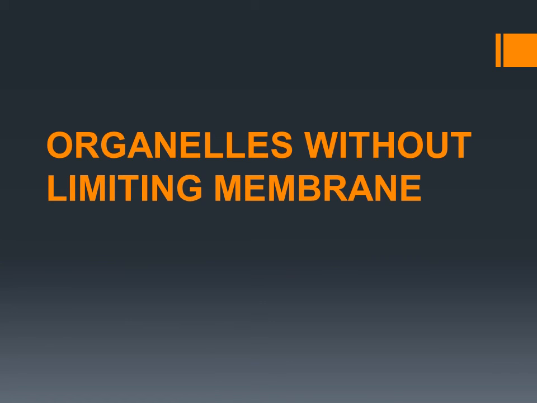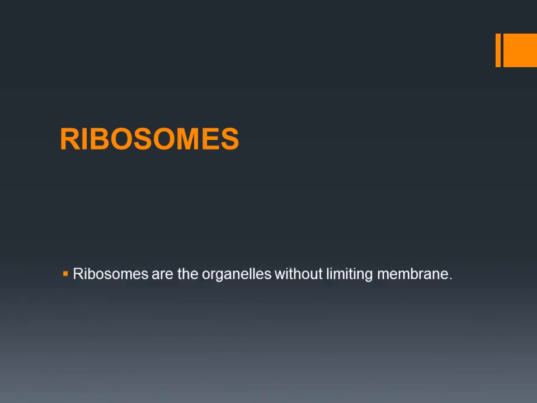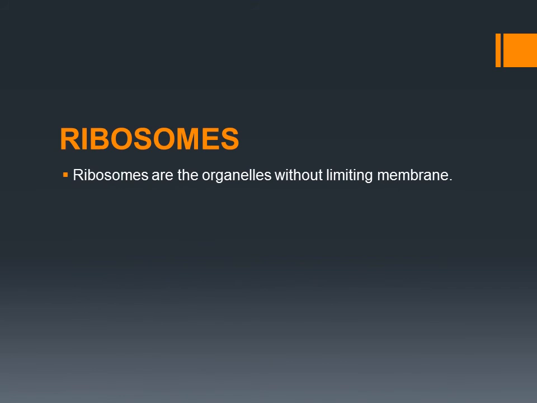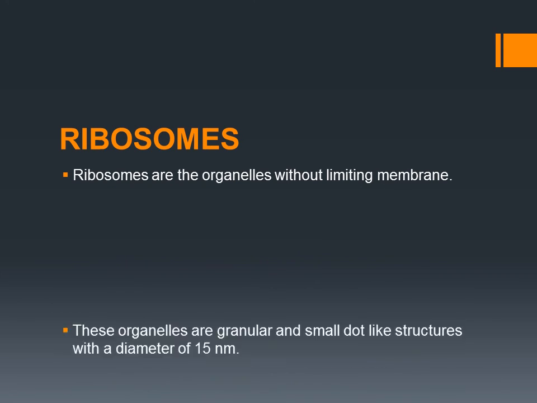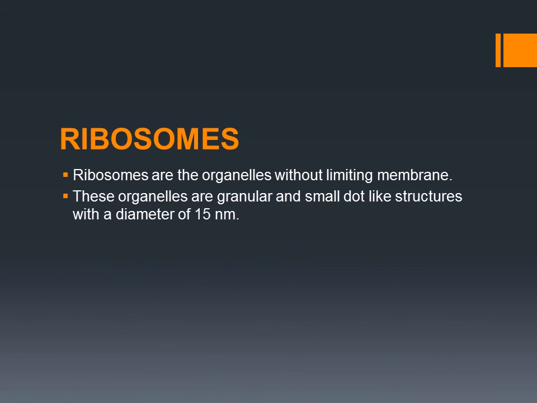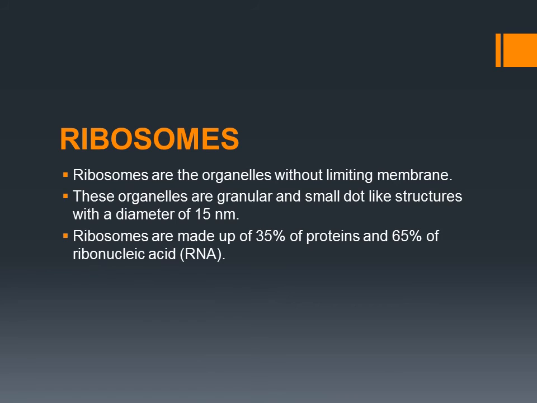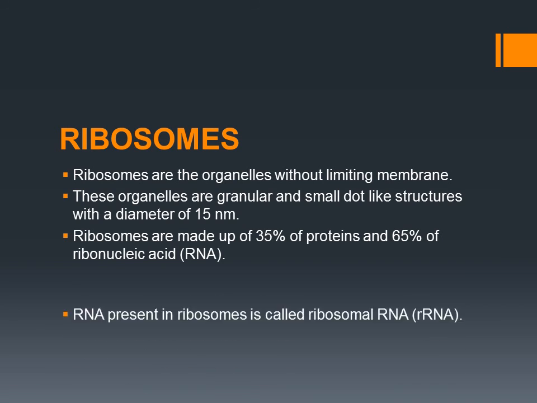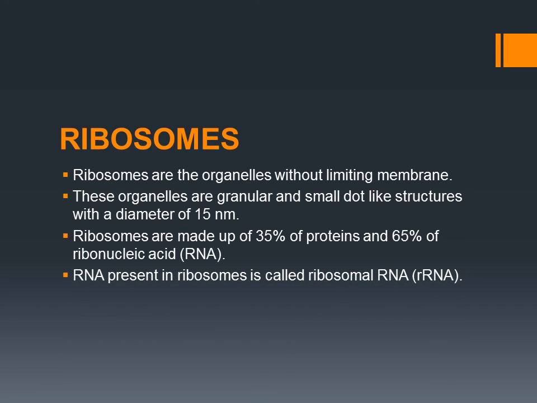Organelles without limiting membrane. Ribosomes. Ribosomes are the organelles without limiting membrane. These organelles are granular and small dot-like structures with the diameter of 15 nanometers. Ribosomes are made up of 35% of protein and 65% of ribonucleic acid. RNA present in ribosomes is called ribosomal RNA.